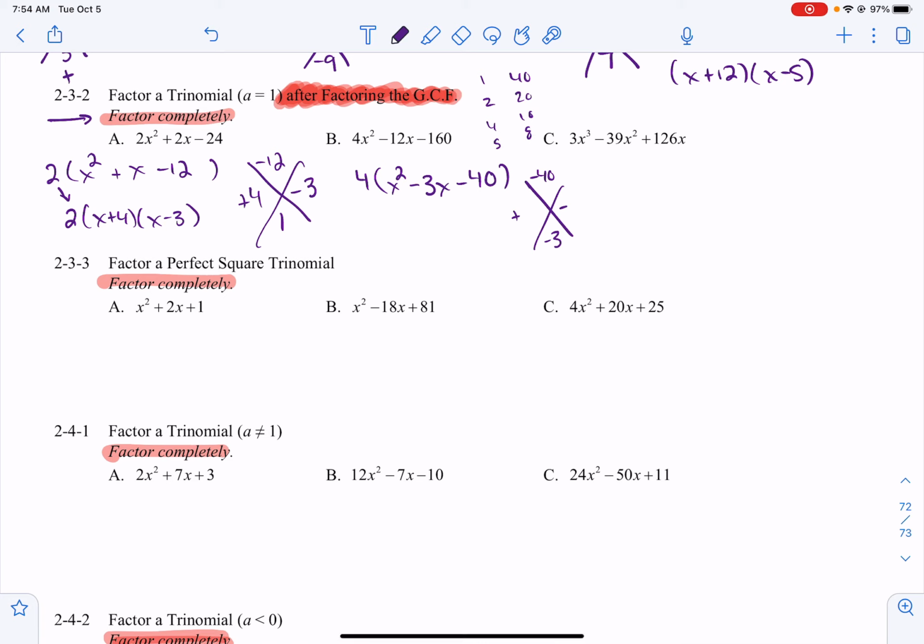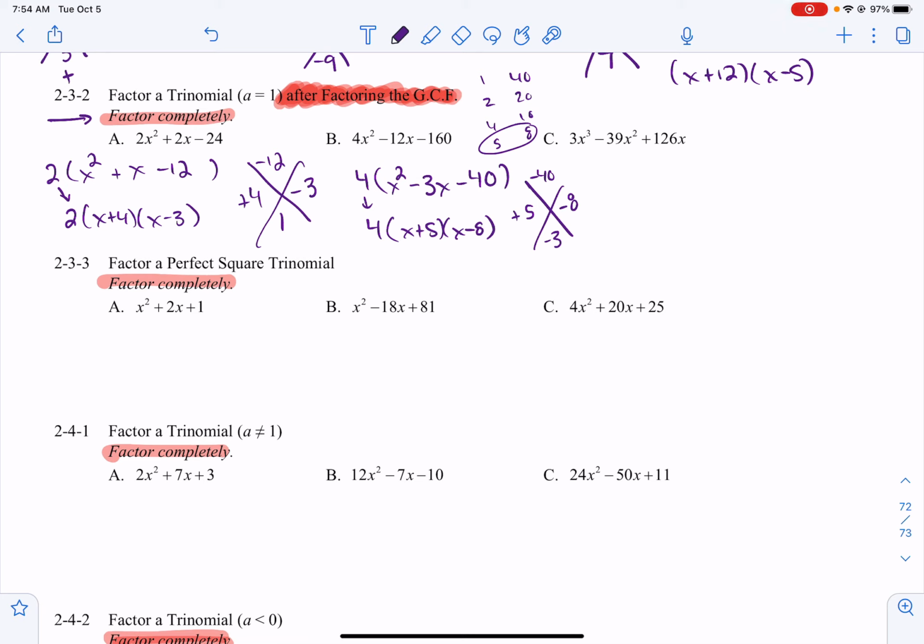And those I think are going to be the ones I'm looking for, 5 and 8. But this time, when I add them together, I want a negative 3. So the 8 is going to be the negative because I need it to be bigger than the positive. So my parentheses are x plus 5, x minus 8. And that 4 in the front still needs to be in the front because I factored it out. So that would be my final answer.